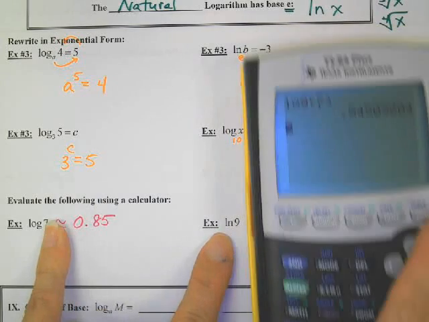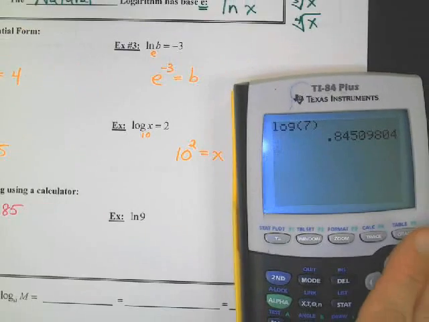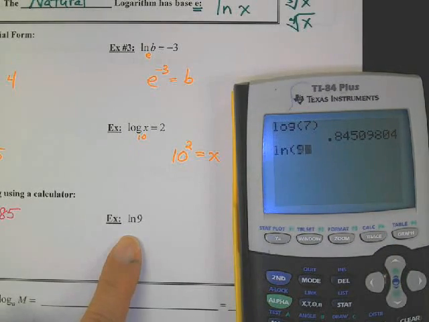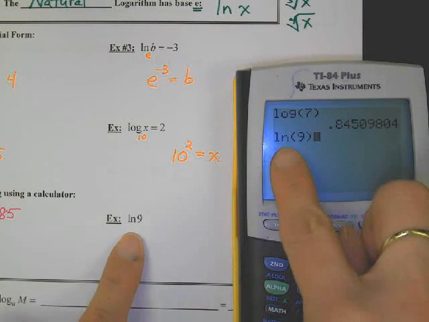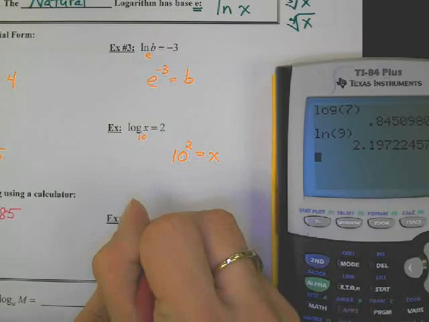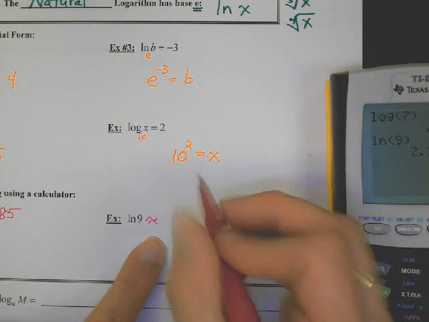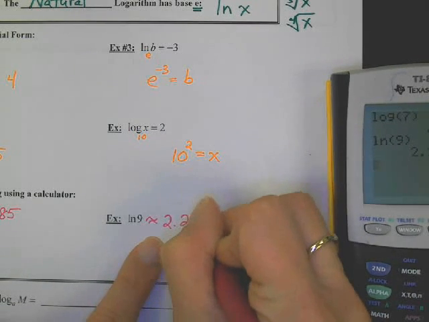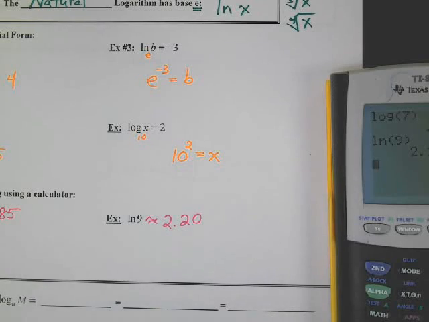And now it's time to try a natural log problem. The natural log of 9, go ahead and try pushing the buttons. Now we're doing a natural log, and the answer is approximately 2.20. Good job with the rounding.